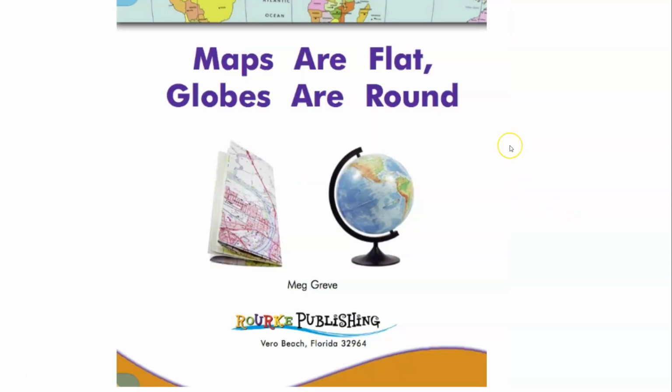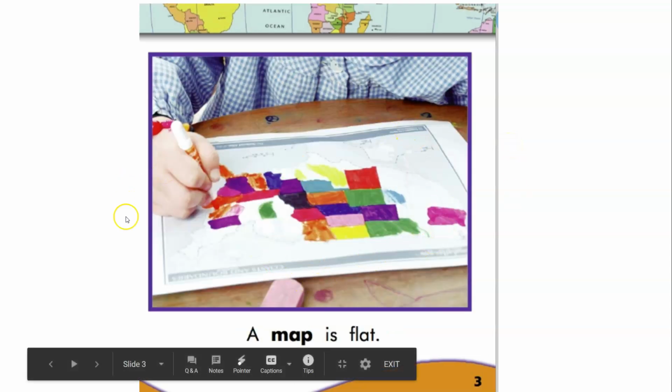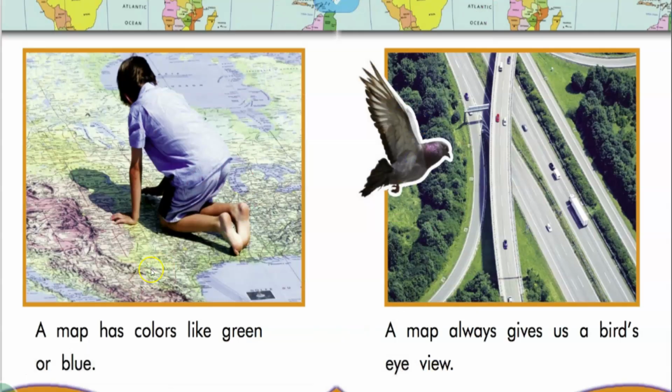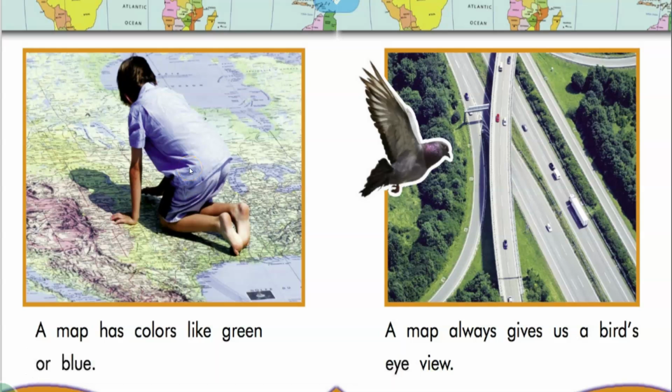All right, so maps are flat and globes are round. So it says a map is flat. So right here you can see he is coloring a map of the United States. It says a map has colors like green or blue. A map always gives us a bird's eye view. That means that it's taken from up above so you can see and look down.